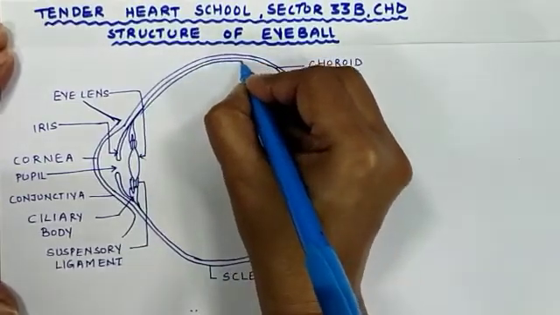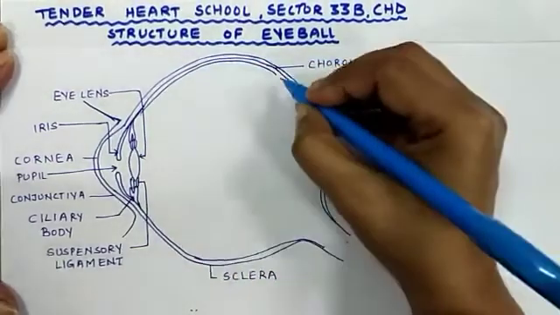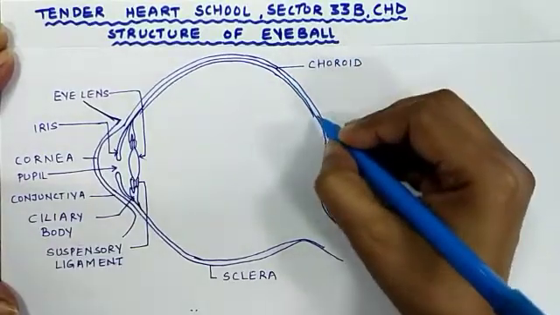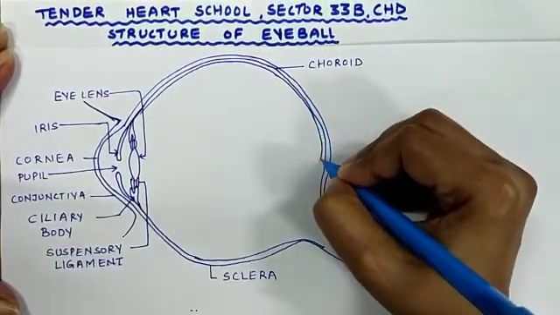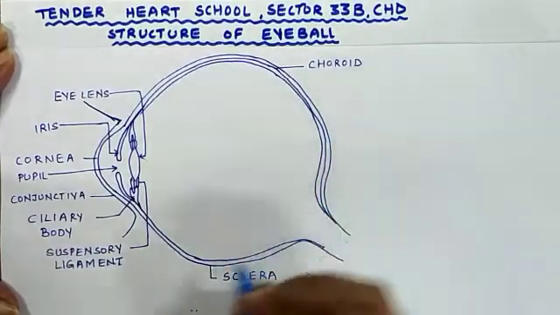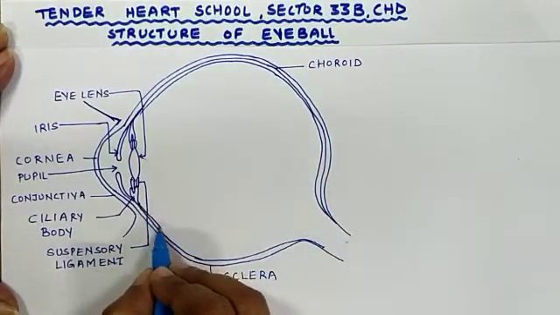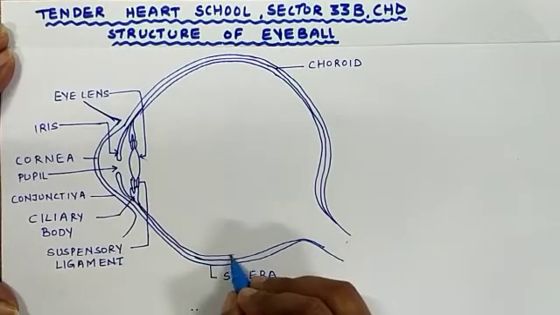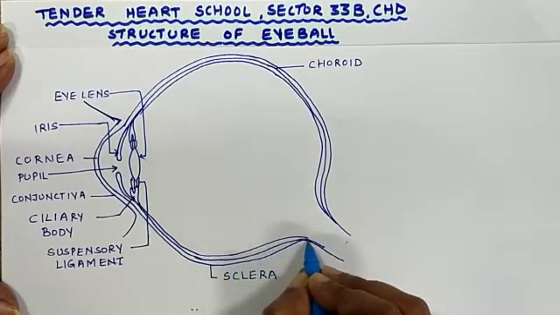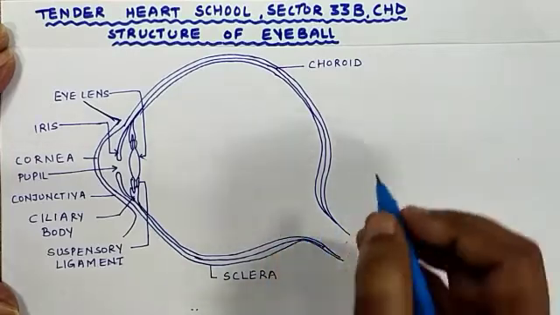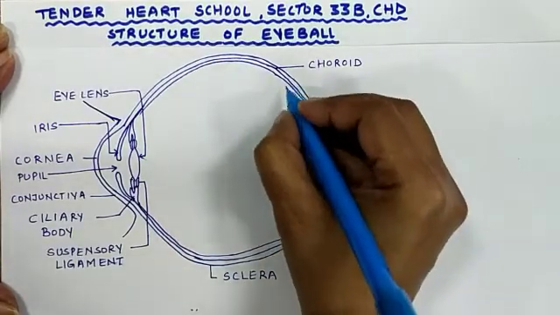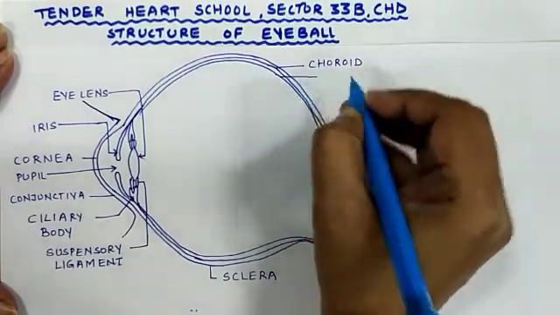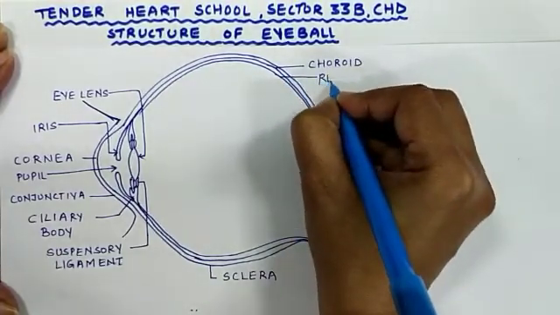Retina is the innermost layer of the eye, which is present below the choroid layer, inside the choroid layer. So this is your retina. Retina is the layer of the eye on which the image is formed. Retina is having the sensory cells. So let us just label this one, the innermost layer. This is the retina.